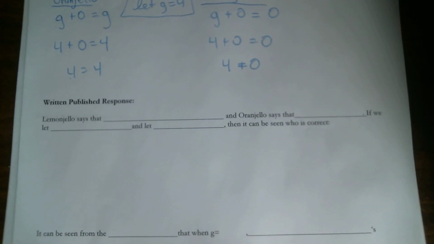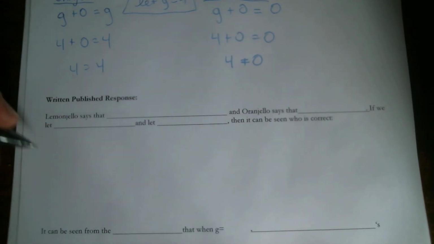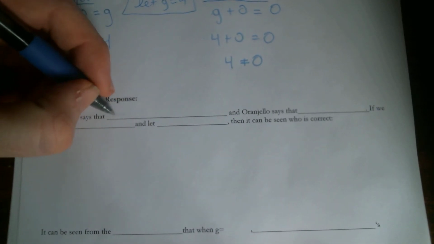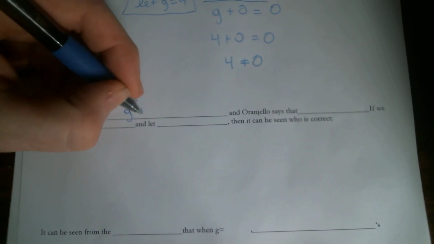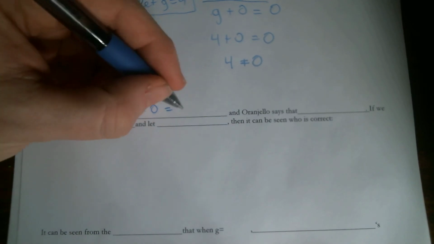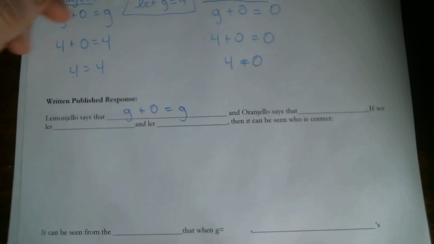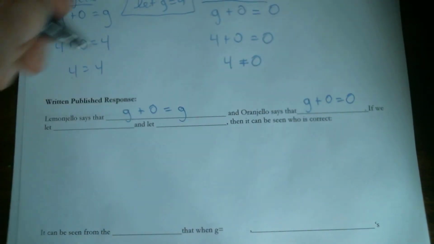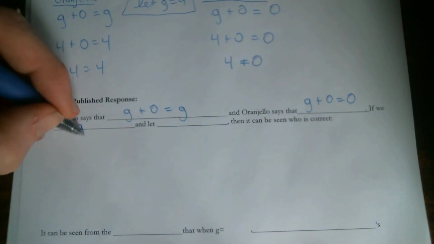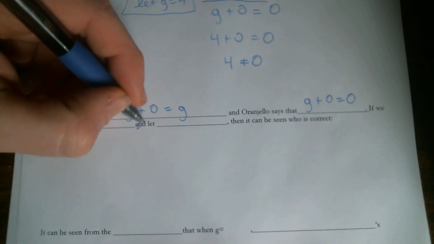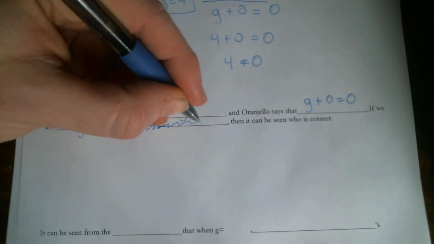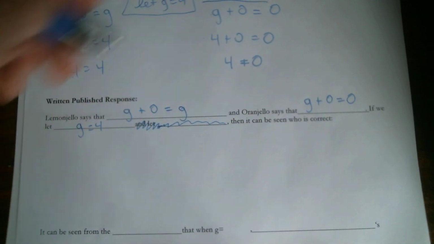So that's how we can start to publish this. We can say, Orangelo says G plus 0 is always G. It's always that number you had. Lamangelo says that that's not true. If you add 0, it's going to be 0. But if we let G equal 4, and we only have one variable, so we don't need to define that, then it can be seen who's correct. So we can include this down in our evidence.